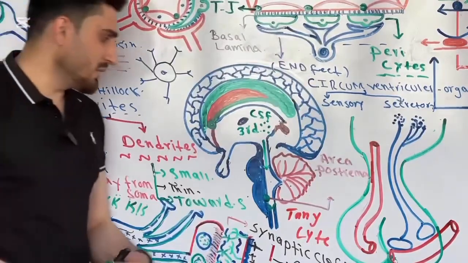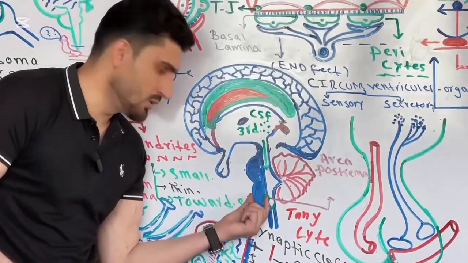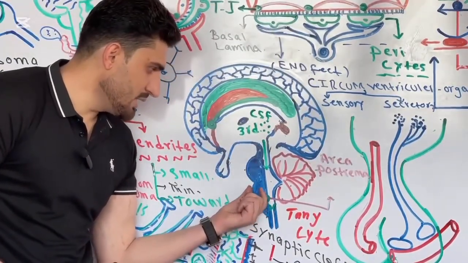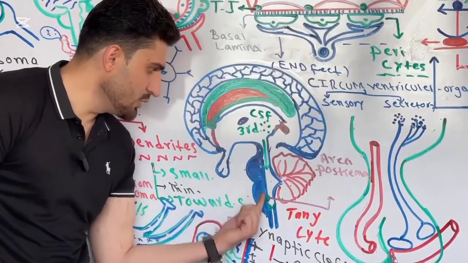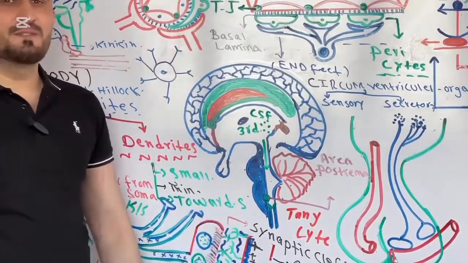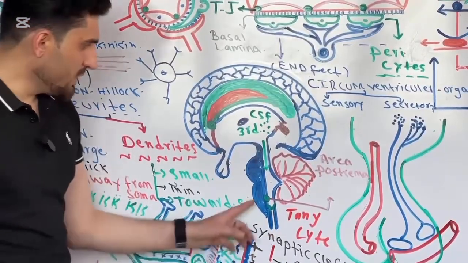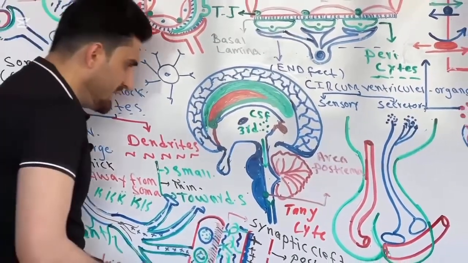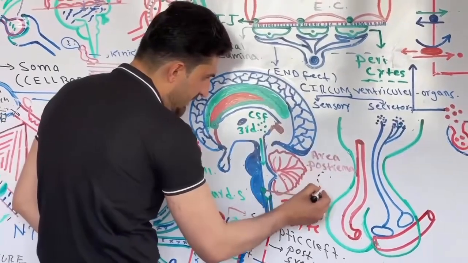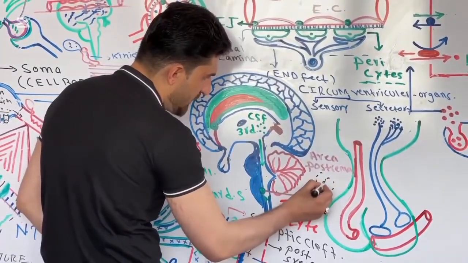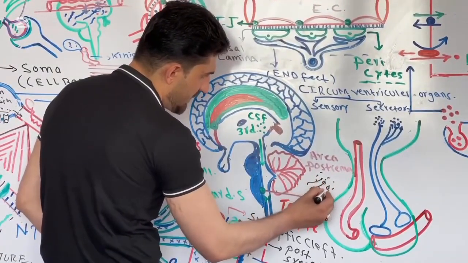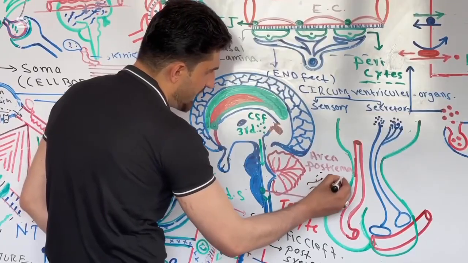Area postrema. They are collections of neurons that have the capability of sensing CSF and also blood. If we have toxins or some drugs in our blood, they will sense it. And in this area postrema, we have some neurons that are called the chemo trigger zone.